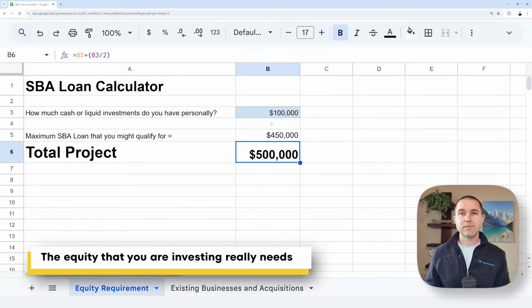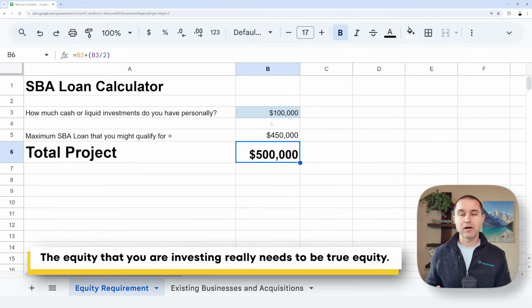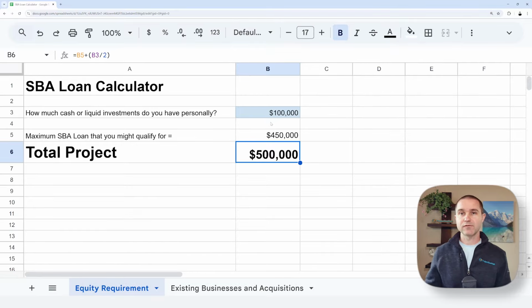Now, one other thing I wanted to mention here is that the equity that you are investing really needs to be true equity. A lot of times folks will say, hey, can I borrow some cash from a friend or a family member or from my home equity line of credit and use that as my equity? A lot of times lenders are going to sniff through that. They don't want you to be borrowing 100% of the acquisition price, right? So you're probably going to need to actually have that equity from savings, from investments. So build up that savings and use that as your baseline of how much you can ultimately borrow.